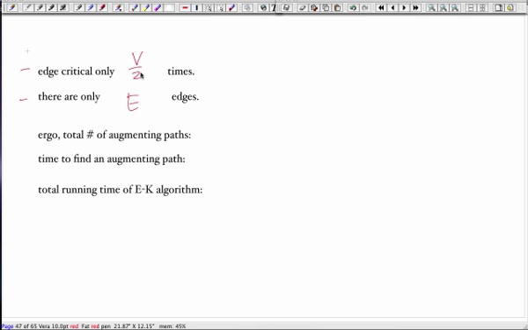So if there are only this many critical events, and each edge can only go critical this many times, and there are only this many edges, that means the total number of augmenting paths that we're ever going to have to find is EV over 2. Everybody agree with that? And now how much time does it take to find an augmenting path?